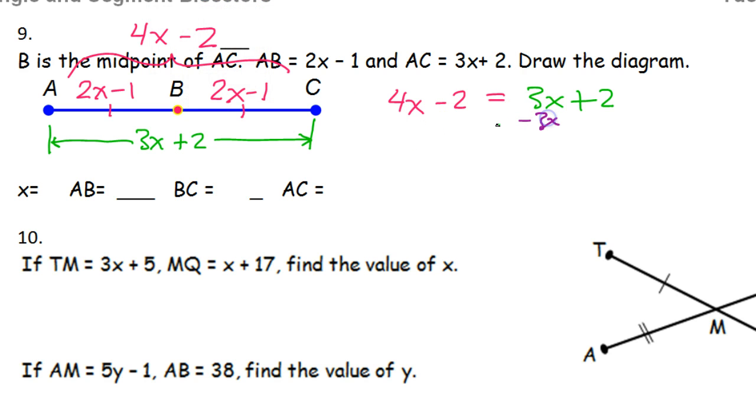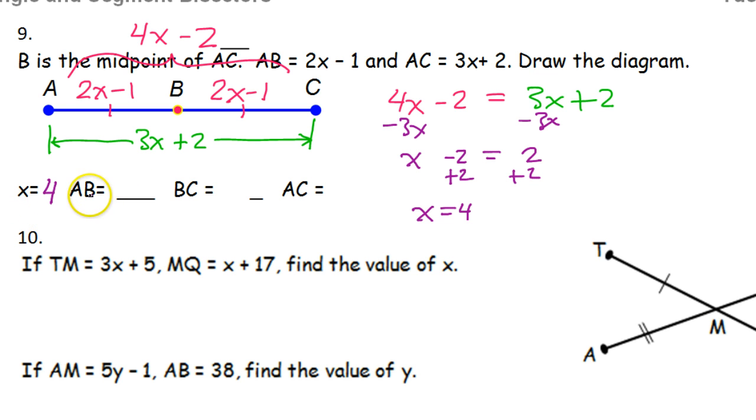Let's solve this and see what we get for x. Let us subtract 3x from both sides. That will give me x minus 2 is equal to 2. And then if we add 2 to both sides, we get x equals 4. So there we have one of our things right there, x equals 4.